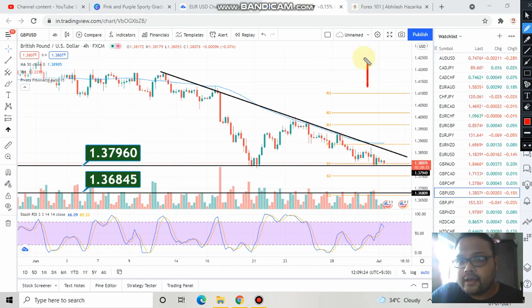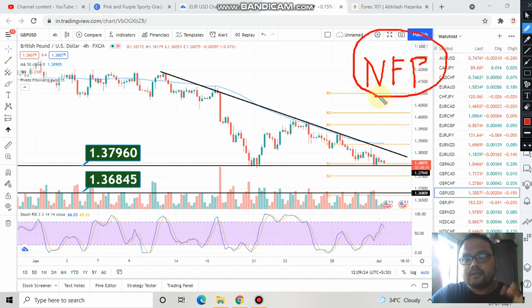Okay, tomorrow we have the NFP release, being the first Friday of the month. So after the NFP release, there may be some volatility in the market. There may be some good movement in the market, but as of now, market is dull. Market is standing at the support, and buyers do not have the strength. Therefore, I will not recommend a buy level, though market is standing at the support level.